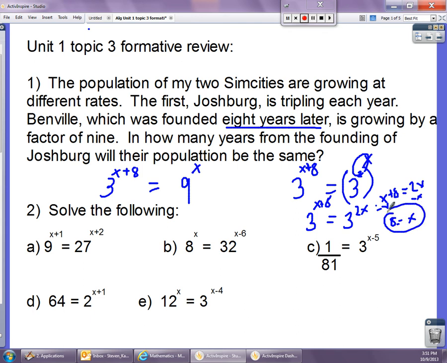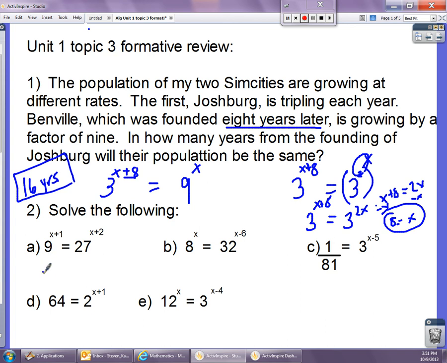Now, that is just when their populations were increasing together, because this one got an 8-year head start. So if x is 8, that means Joshburg has actually been growing for 8 plus 8, or 16 years. So from the founding of Joshburg, it's actually not 8, but 16 years. I'm going to go ahead and do the rest of these.